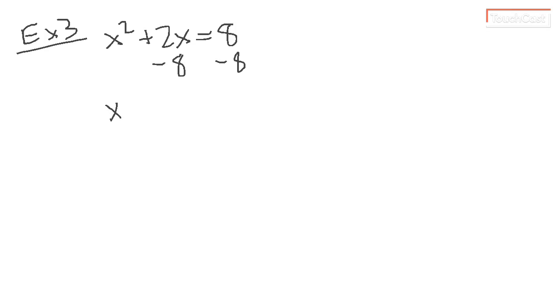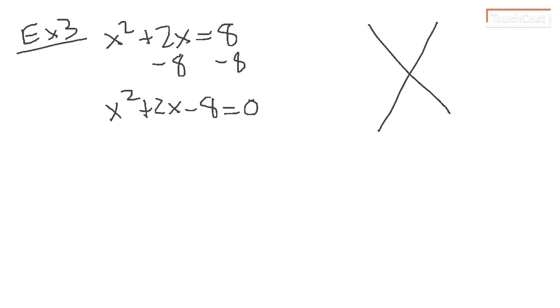So I'm going to end up with x squared plus 2x minus 8 equals 0. And now I can solve it by factoring. I'm going to want numbers that multiply to make negative 8 and add to make 2. So when I'm setting my factors up, I'm going to have an x in both of them.